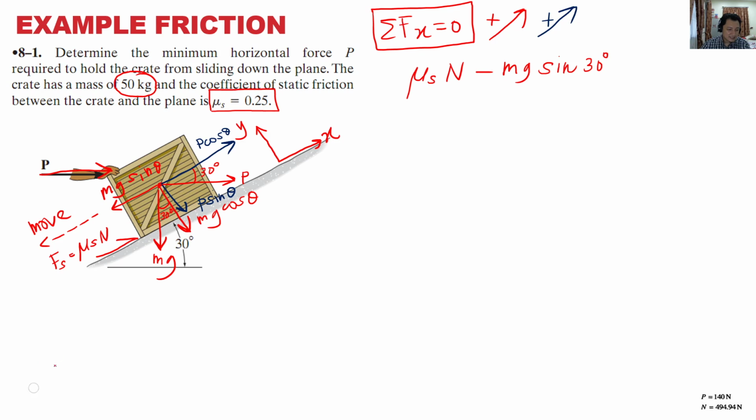So let's write down. This one has to be plus P cos theta equal to 0. Are we okay? Mu s times N minus mg sine 30 degrees plus P cos theta, and the theta is 30 degrees.